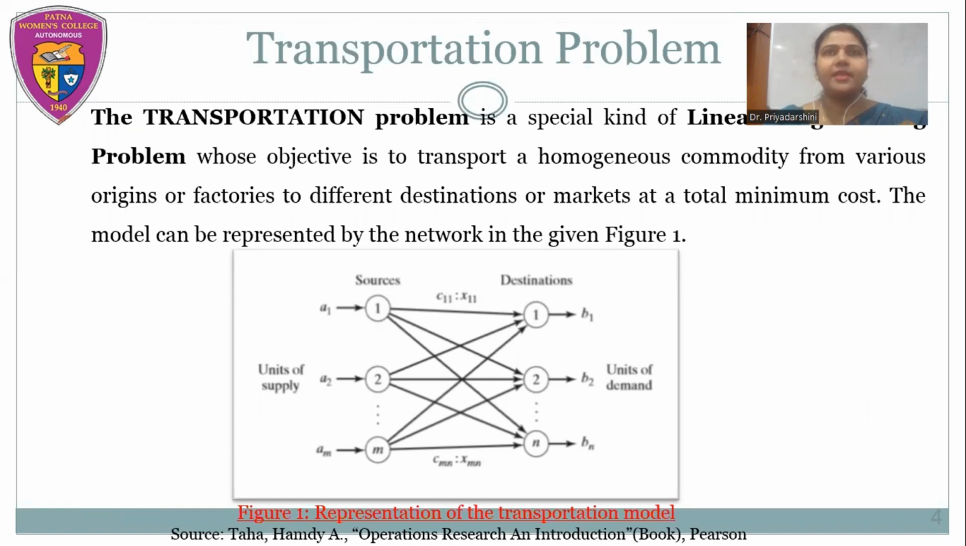There are m sources and n destinations, each represented by a node. The arcs represent the routes linking the sources and the destinations. Arc ij joining source i to destination j carries two pieces of information: the transportation cost per unit Cij and the amount shipped Xij. The amount of supply at source i is Ai and the amount of demand at destination j is Bj. The objective of the model is to minimize the total transportation cost while satisfying all the supply and demand restrictions.